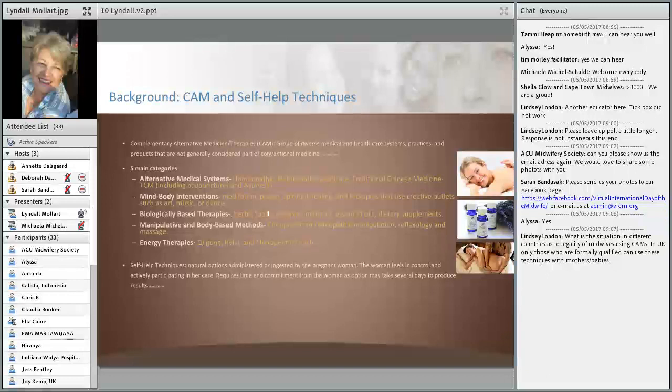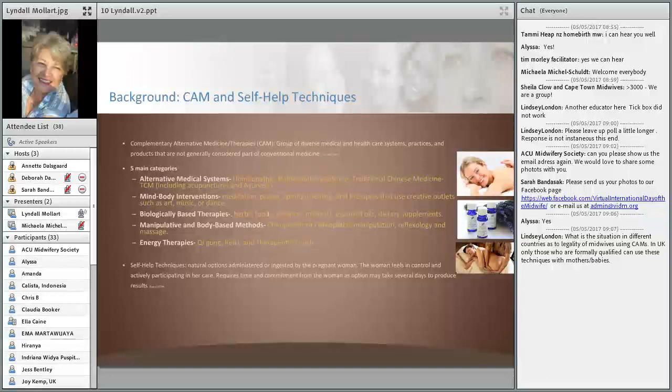So looking at alternative medical systems, such as homeopathy, naturopath medicine, traditional Chinese medicine, or TCM, which includes acupuncture, and Ayurvedic. The second one is mind-body interventions, such as prayer, meditation, spiritual healing, and any therapy that uses creative outlets such as art, music and dance. When looking at the biological based theories, there's herbs, food, vitamins and minerals, essential oils and dietary supplements. Manipulative and body based methods such as chiropractic or osteopath manipulation, reflexology and massage. And the last one is energy therapies like Qigong, Reiki or therapeutic touch.